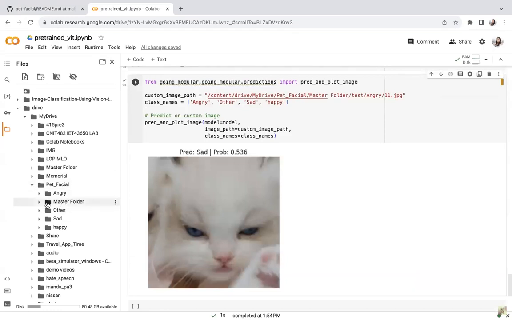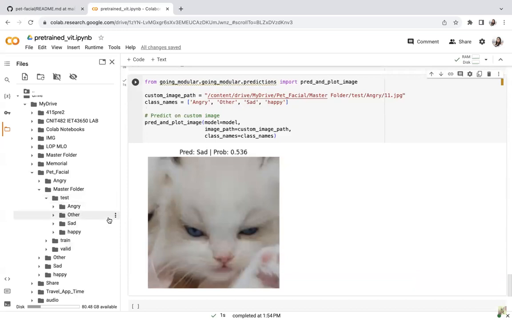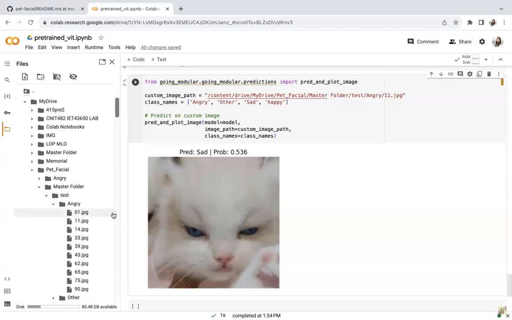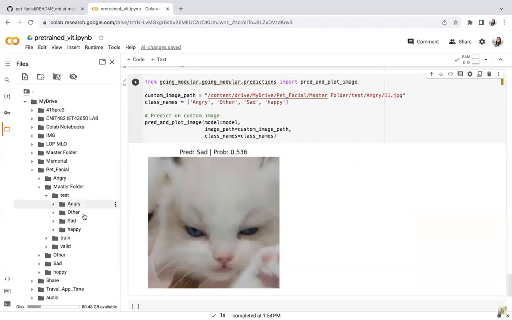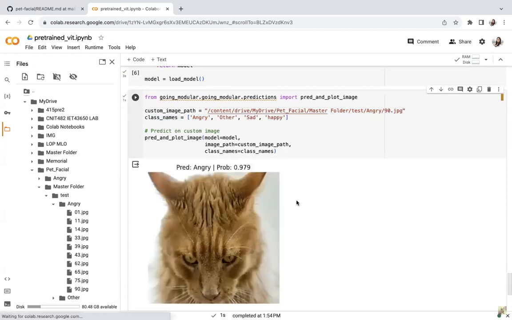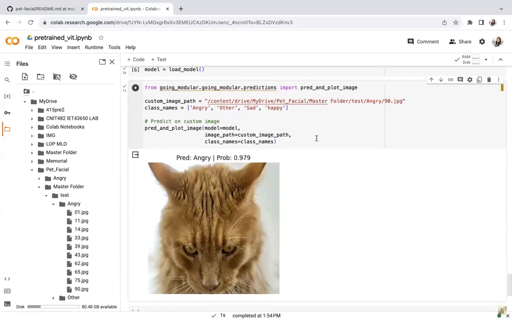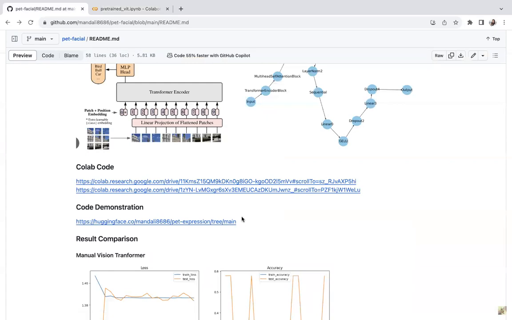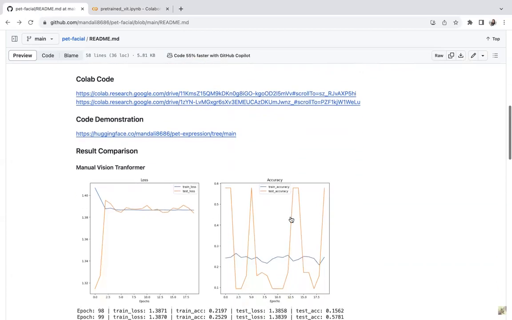But if we select another one, for example, this one, and try it again, this prediction is correct. I find that for the entire dataset, the model has higher prediction accuracy when the image is a cat, and also a relatively higher accuracy when the category is happy.